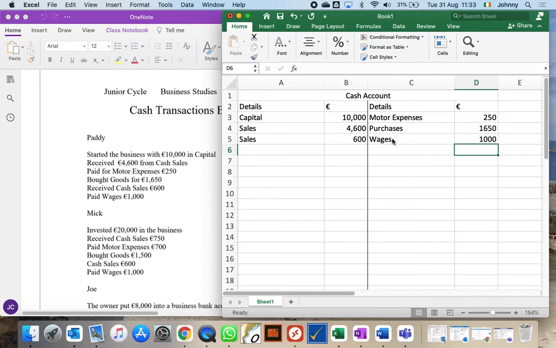Mm-hmm. Okay. Now remember, you're going to be doing the second one. You're going to be doing Mick. I'm doing Paddy. But just those of you who did this before, what do I need to do next? Add them up. You need to add them up and do the balancing thing. Okay? So I'm going to stop the recording at this stage.